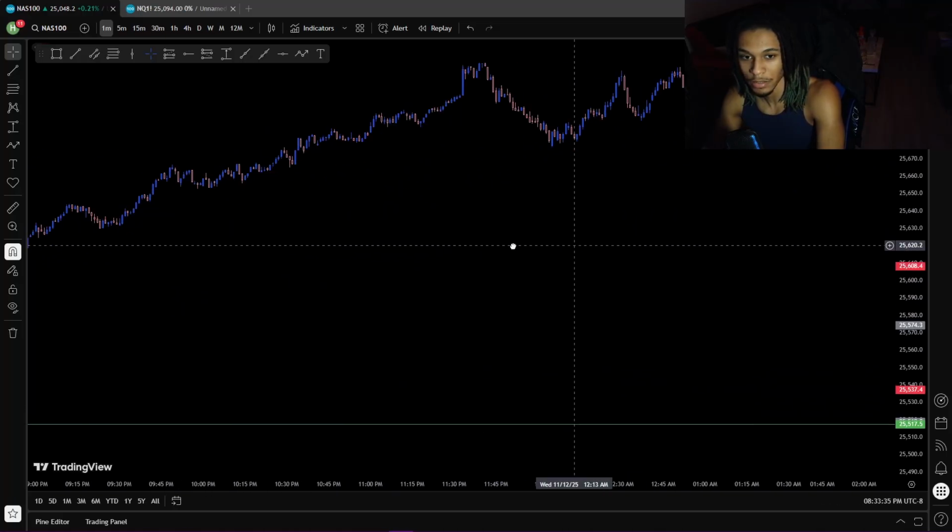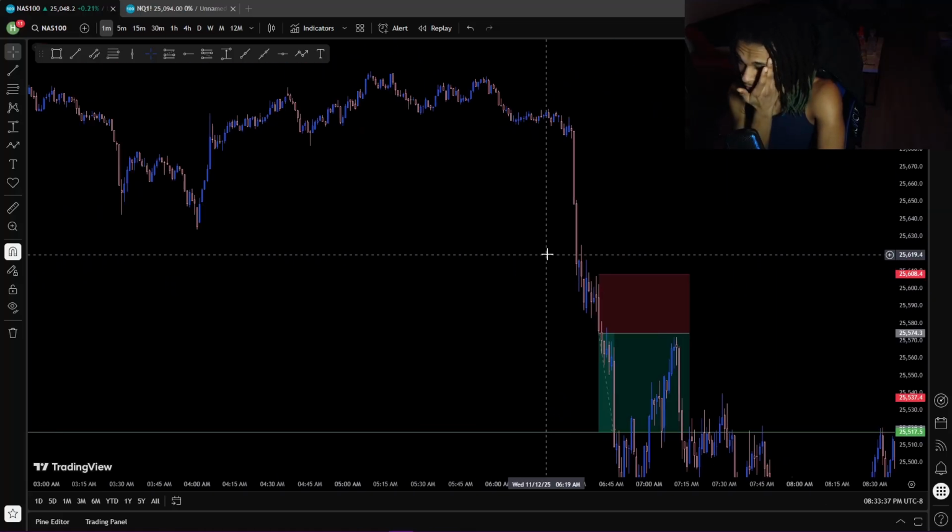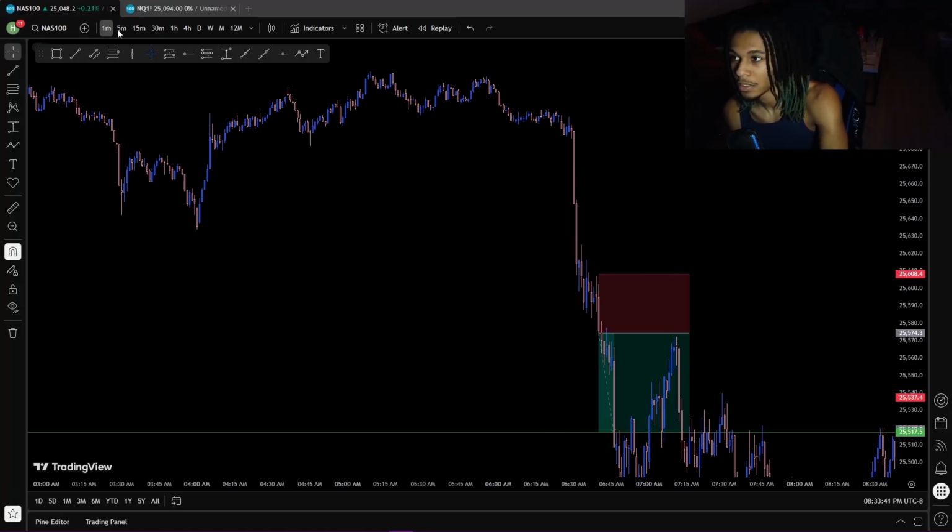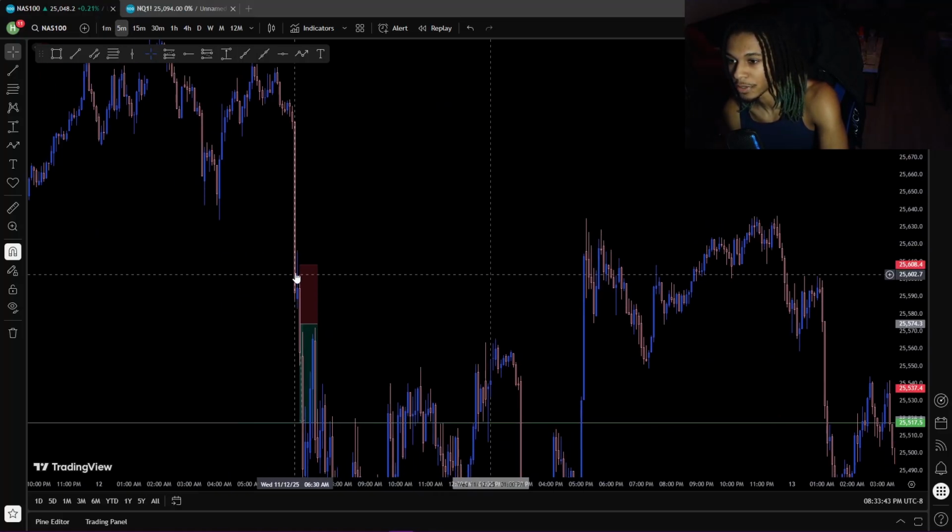So when I took this, I was looking at my higher time frame, scaled down to my lower, looking for a retracement on the 5-minute.